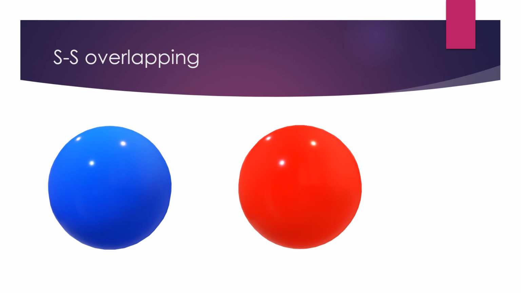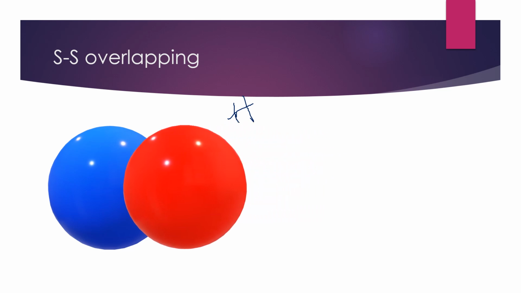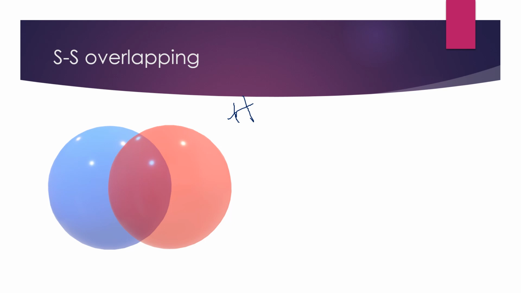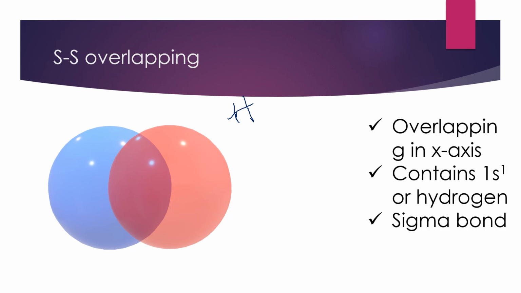Now let's talk about the overlapping. First of all, we should start from the overlapping with less energy, s-s overlapping. Just suppose these two are the s orbitals of H atoms. Now these two H atoms will combine with each other, or overlap over one another, to make the s-s overlapping. It will always be along the x-axis. It will contain 1s of hydrogen, and there would be a sigma bond, because we know that if the overlap is along the x-axis, it is a sigma bond.